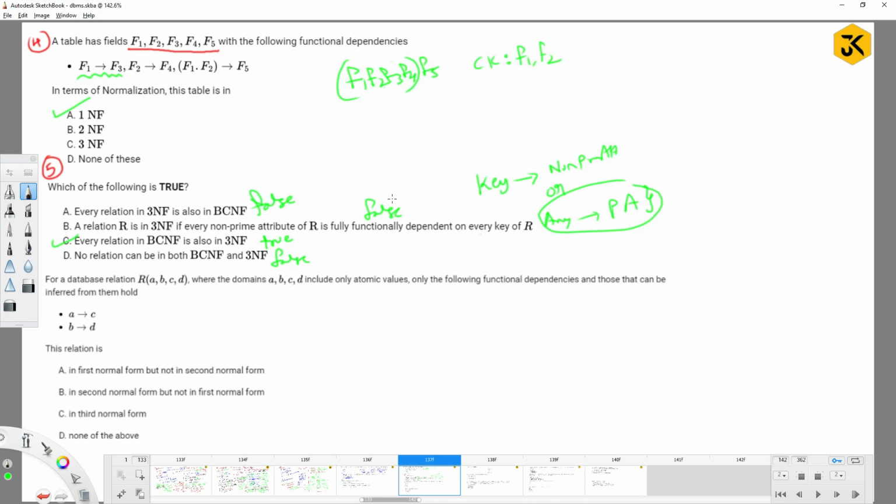Okay, now fine. Next one: for a database relation R of ABCD, where the domains A, B, C, D include only atomic values, only the following functional dependencies on those that can be inferred from the whole hold: A determines C, B determines D. The relation is in... meaning, what might be the maximum normal form it is following?